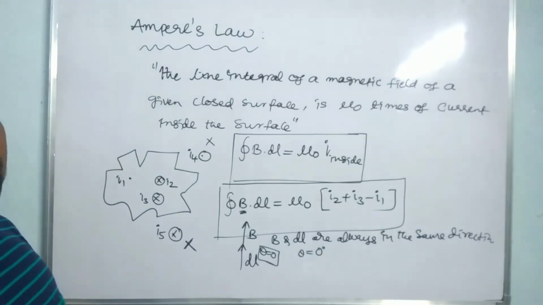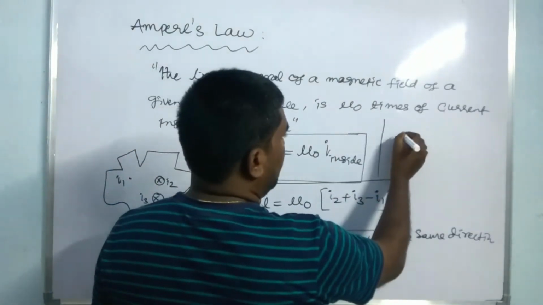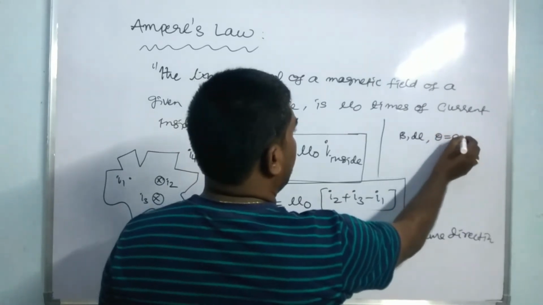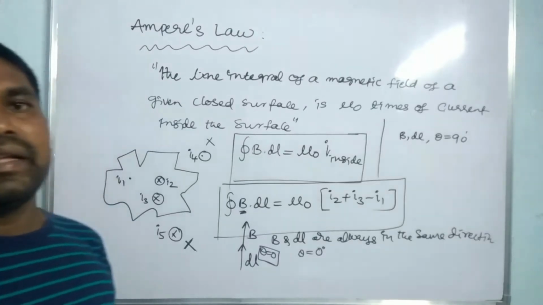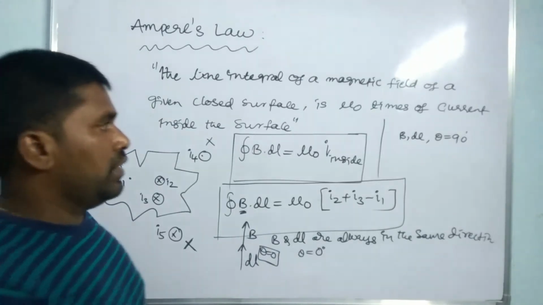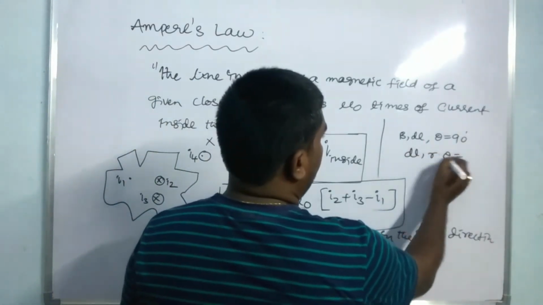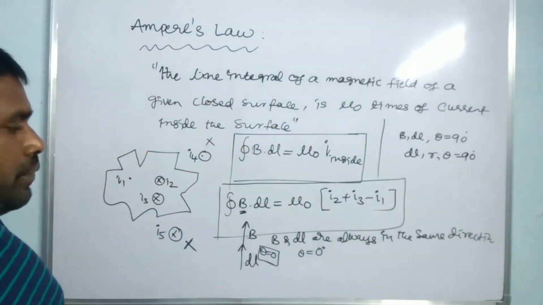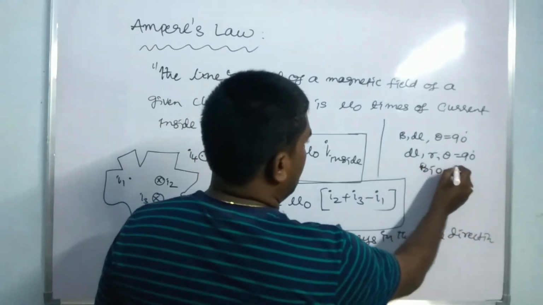Right? But coming to the Biot-Savart law, the angle between B and dl, theta, is equal to 90 degrees here. B and dl are perpendicular to each other. And also the angle between dl and r is perpendicular. Okay, so that is the major difference between Ampere's law and Biot-Savart law.